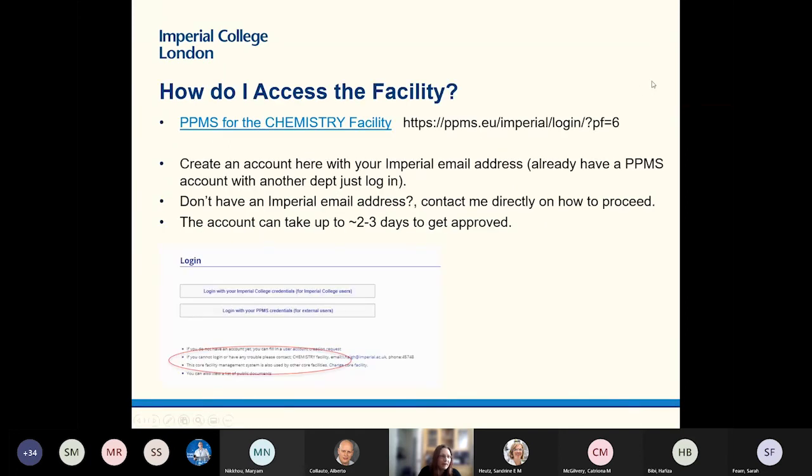So how do you access the mass spec facility? We currently use the PPMS system. So if you've already got a PPMS account or just an Imperial email address, you can either log in if you've already got an account with a different department, or create your own account if you don't already have an account. This can take up to 2 or 3 days to get approved, so don't worry if it doesn't happen straight away.